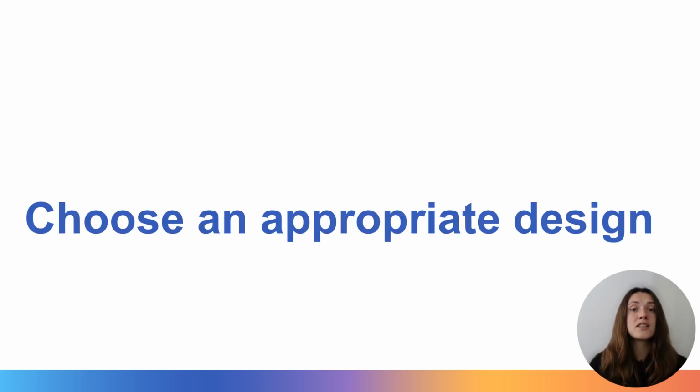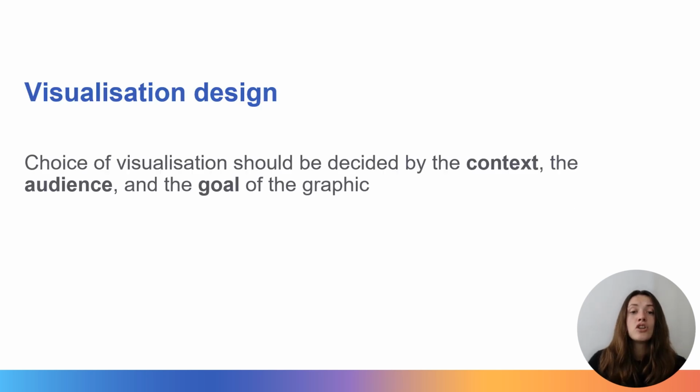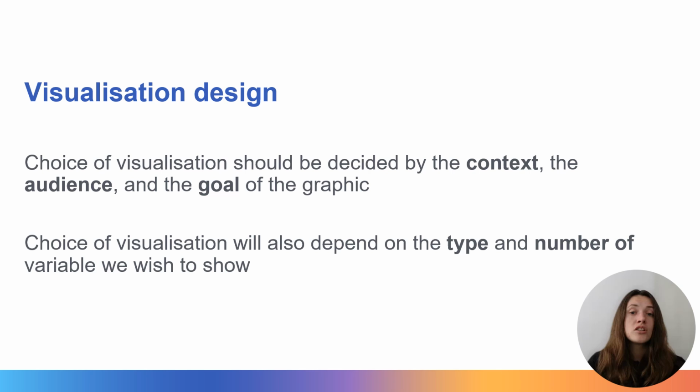That brings us on to the second principle. To have a good data visualization, we must choose an appropriate design. The choice of visualization should first and foremost be driven by the context, the audience, and the goal of the visualization. Why are we trying to do this, and what is the message we're trying to convey? The decision is also driven by the type of data that we have, so the number and the types of variables that we have available to us.